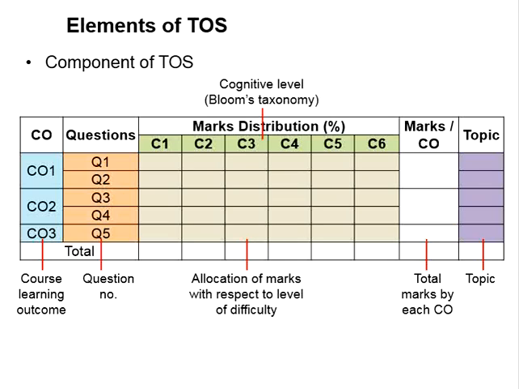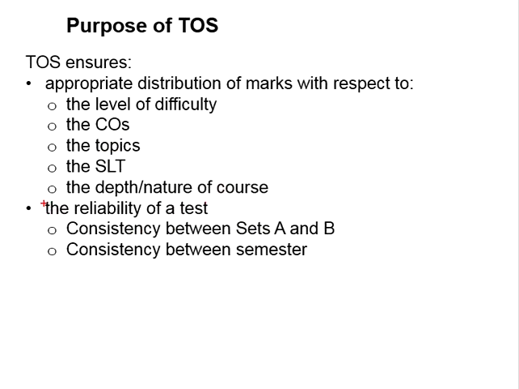In the previous videos, we introduced the tables of specifications. These tables provide information on various aspects, such as the allocation of marks for each CO and the levels of difficulty of the questions, and this gives an idea of the quality of the exam papers. We talked about the importance of ensuring consistency in assessment between the two sets of papers as well as over the semesters.